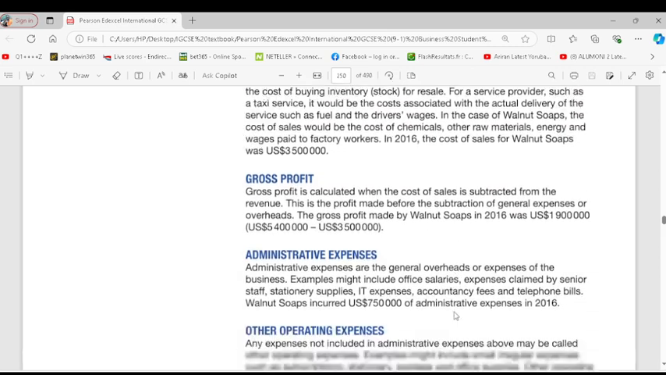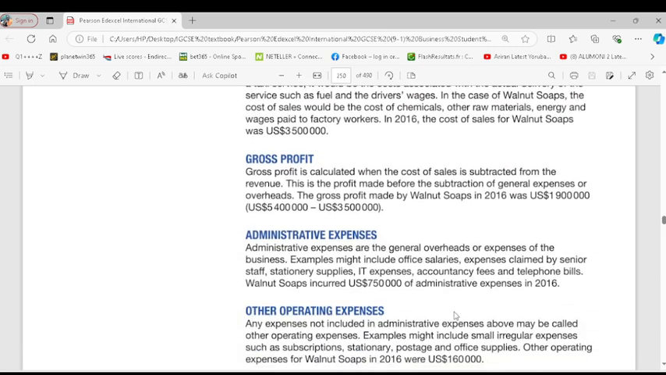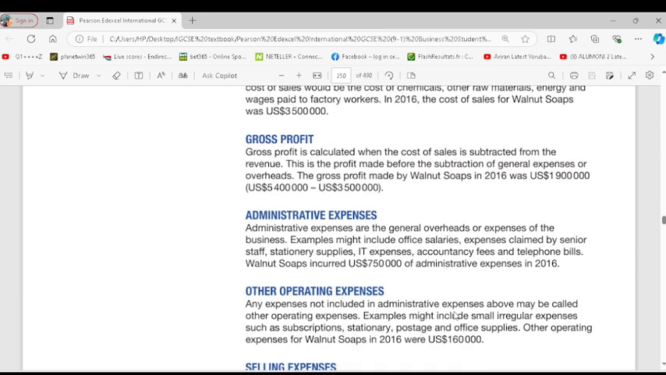Then our gross profit will be your revenue minus your cost of sales. That's your gross profit. Gross profit is the profit before expenses are deducted, the profit before overheads. Clear?